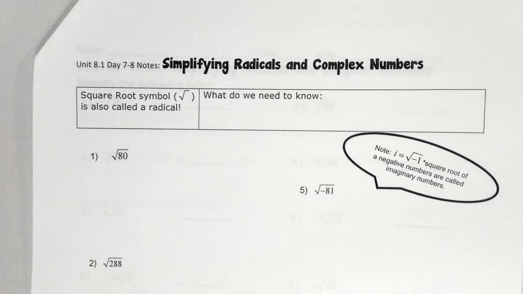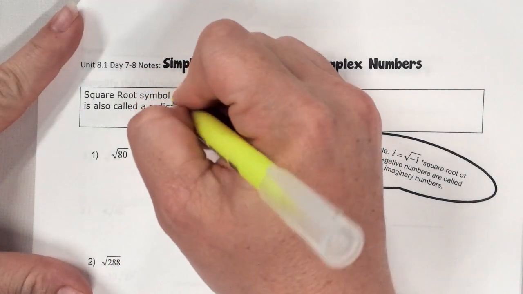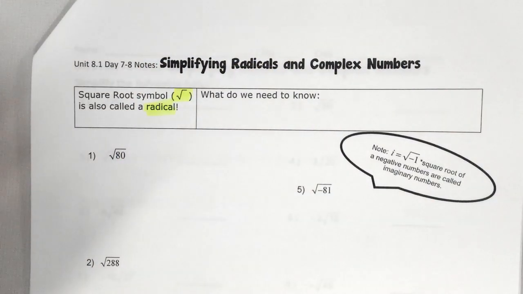Okay, we're simplifying radicals and complex numbers. Just a reminder, this symbol is also called a radical. So the square root symbol is a radical. Okay, and it says, what do we need to know?